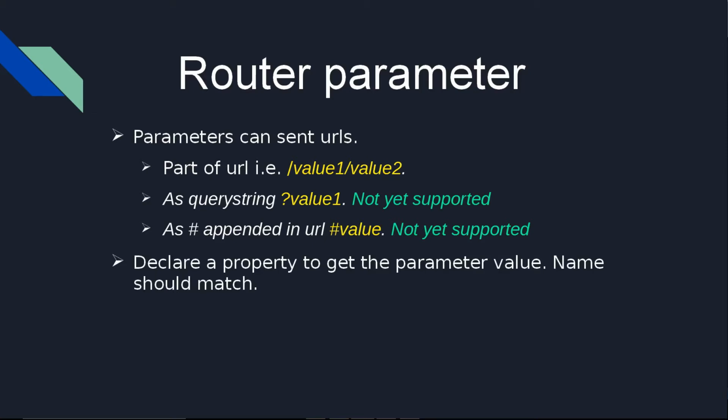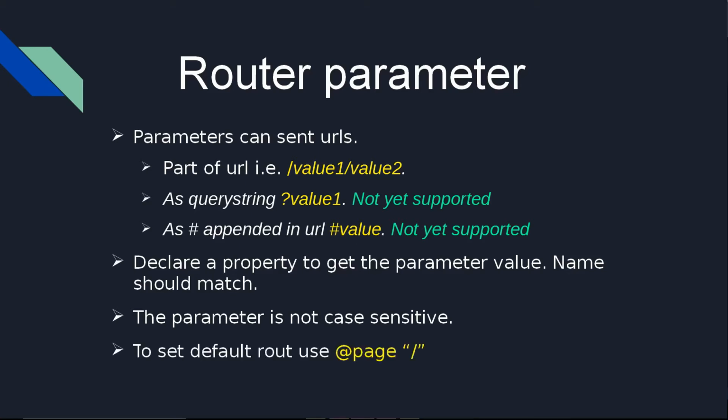To get that particular value, you have to declare a property with the same name. Then you can get it. But one thing you have to remember, it is not case sensitive. That means, suppose you have something like Route, it is always equal to route. So case is insensitive. You can see it here.